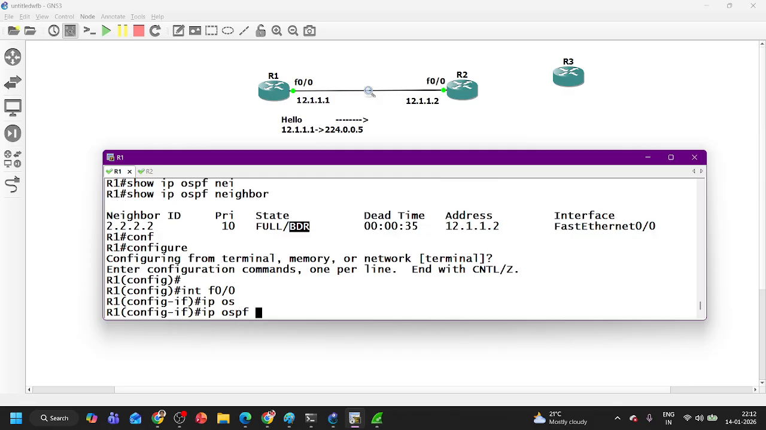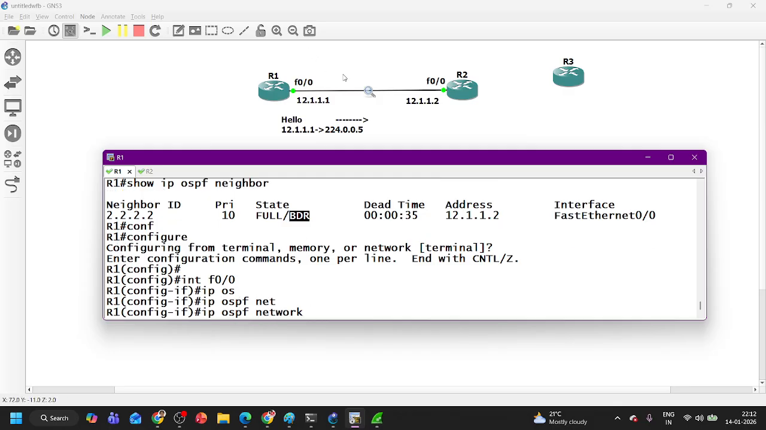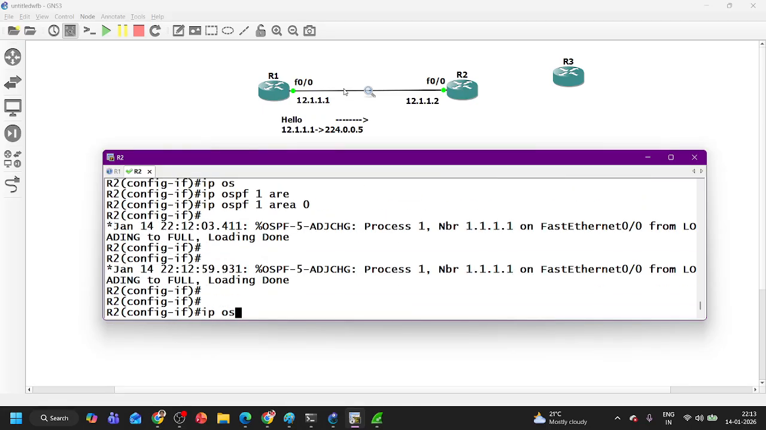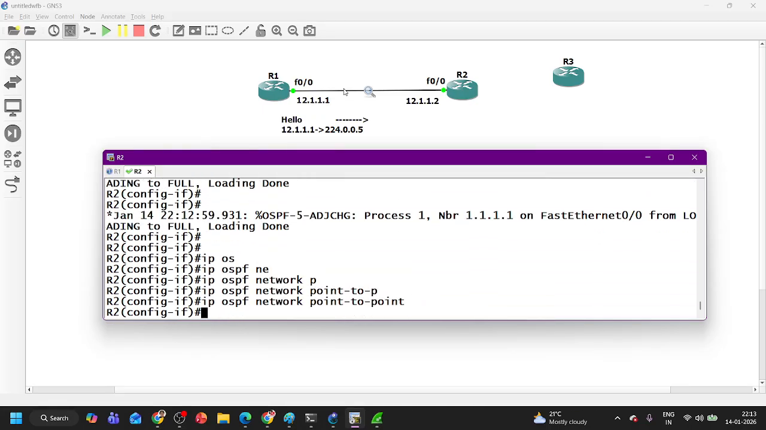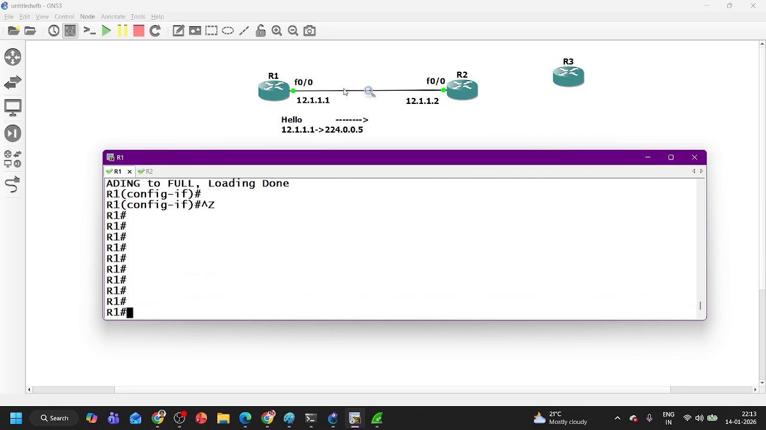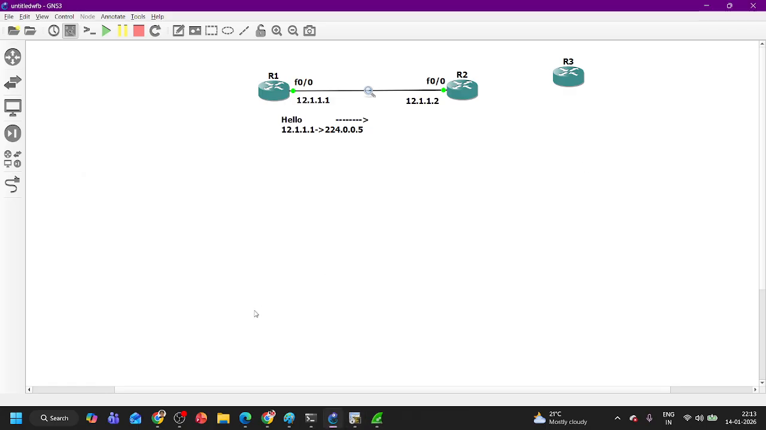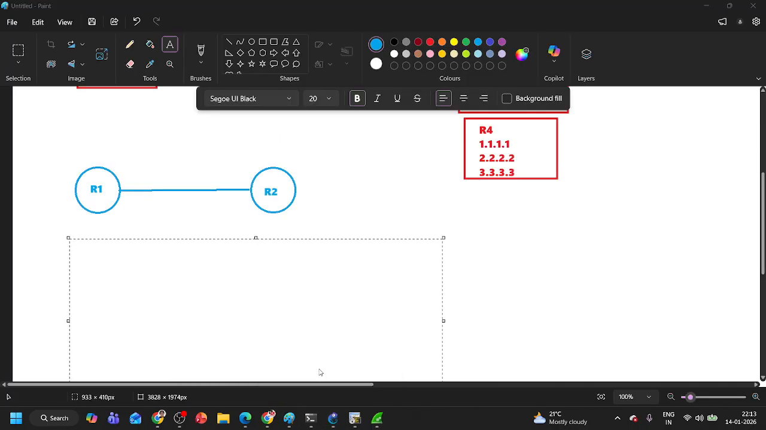For now, just keep in mind that on a point-to-point link, my OSPF network type should be point-to-point. IP OSPF network point-to-point. On point-to-point network type, OSPF doesn't perform DR BDR election, so show IP OSPF neighbor, you can see neighborship is also in full state. Clear, everyone? Yes, sir. Let's move to the next state.